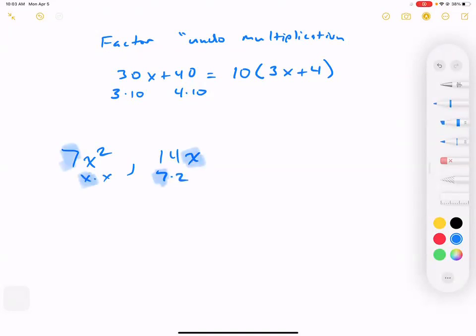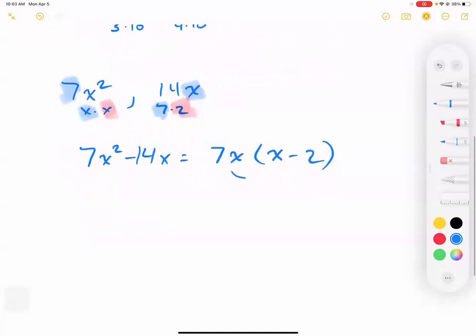And that's what I want your brain to start triggering, to say, hey, I have stuff in common. So if I rewrite this as 7x squared, even if I write minus 14x, you'll see that they both have a 7 and an x in common. If I take out 7x, what do we have left over? We still have an x in the front and a 2 in the back left over. Oh, sorry, minus 2. And you can, of course, double check this. 7x times x is 7x squared. And 7x times 2 is negative 14x.